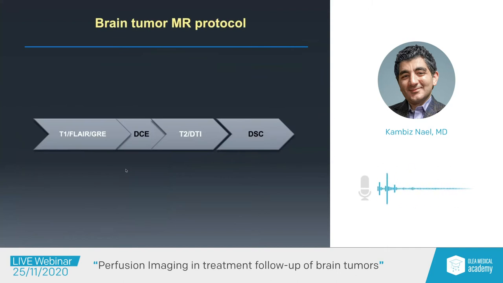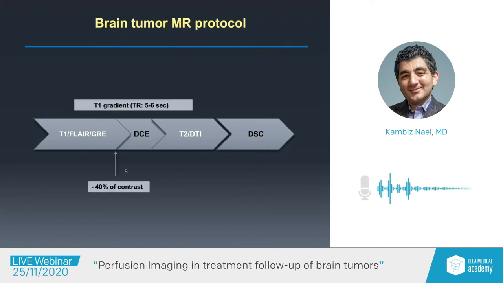So this is basically a diagram of our brain tumor protocol using MRI. First we obtain some conventional images, including T1 pre-contrast, FLAIR, gradient images, diffusion images. And then we perform a dynamic contrast enhanced, or DCE, or the so-called permeability perfusion imaging. That's basically a T1 gradient sequence with temporal resolution in the order of 5 to 6 seconds. Then we obtain our T2 and DTI images, if they've been ordered for treatment planning, for example, or for tractography.